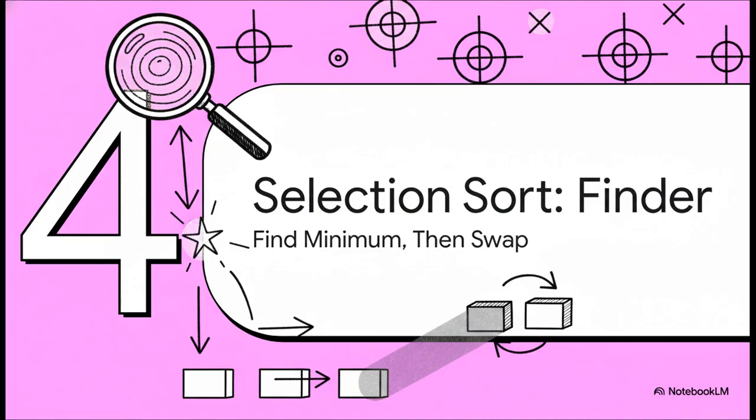Okay, next up is selection sort. If bubble sort was the swapper, you could think of this one as the finder.